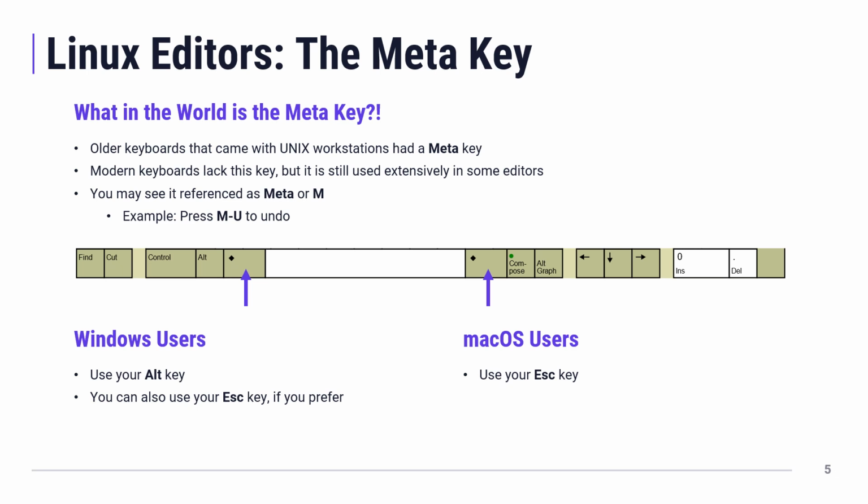Alternatively, you can use your Escape key. Mac users, you're going to use your Escape key. And you may see in documentation it's either referenced explicitly as meta or it might be M. So you might see something like, press MU to undo. That means hold down your Alt key, or in the case of Mac, hold down Escape and press U.